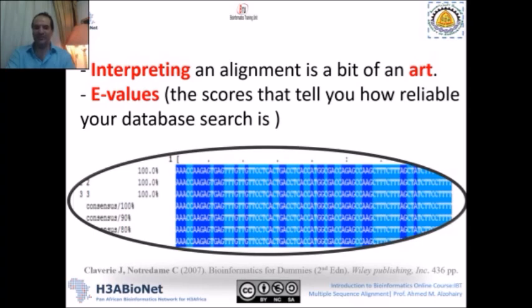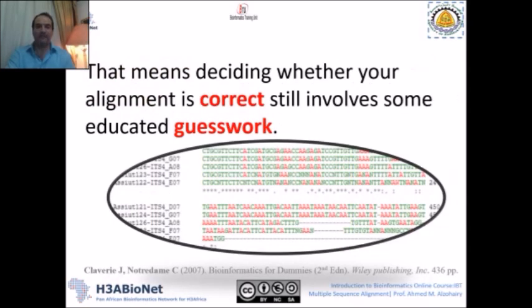And of course, e-value is very important, and I think in the last module we already described what e-value means. So this, as we said, means that you decide whether your alignment is correct or not. This needs a lot of educated guesswork. So not just guesswork, but educated guesswork.